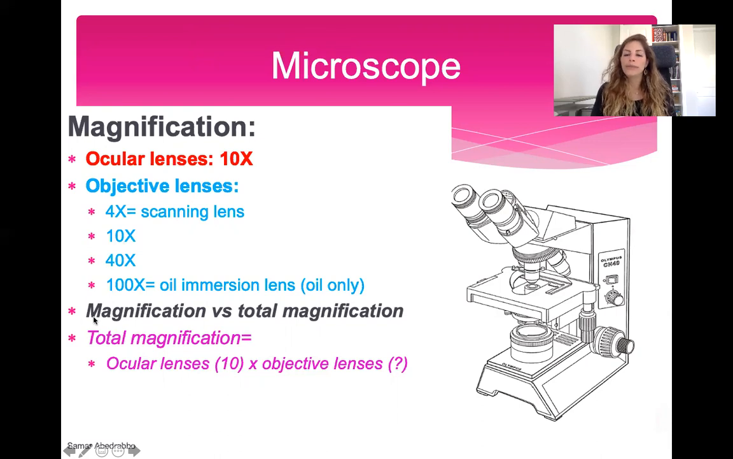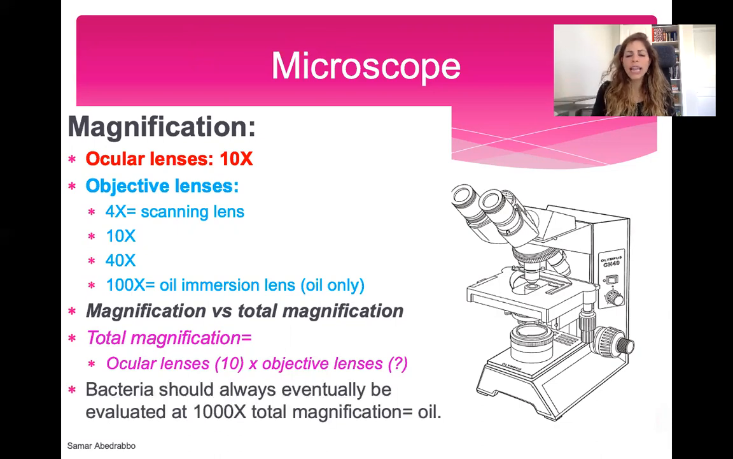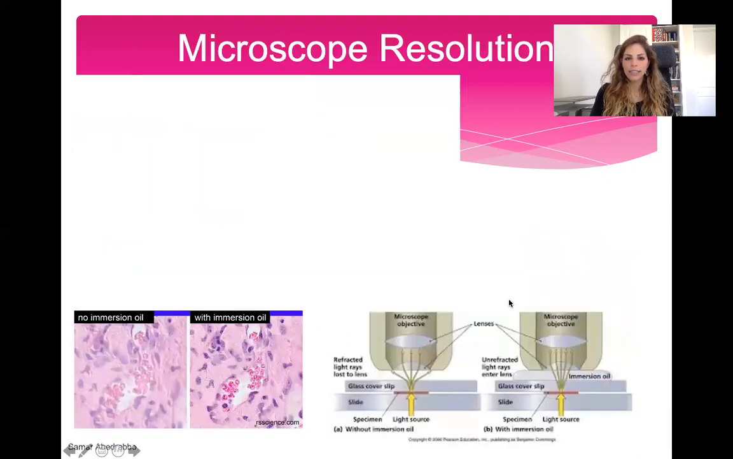At oil, your magnification is 100x. Your total magnification is 1000x. And bacteria should always be looked at using 1000x total magnification. So again, these are your ocular lenses and these are your objective lenses.